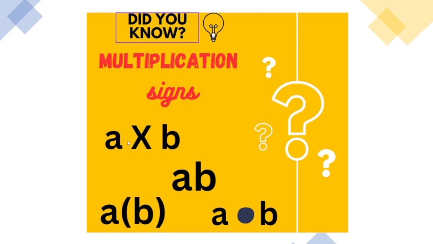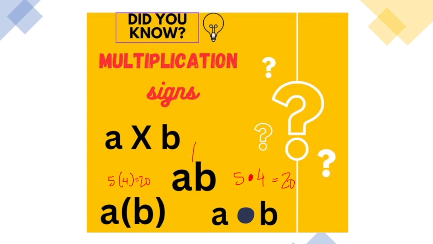Multiplication signs. So A times B is multiplication. Most of you must be knowing it. When two variables are written together, like AB, we know they are multiplying together. When a variable or a number is outside the bracket and a number is inside the bracket and there is no sign between them, this is also a multiplication, like 5 and 4, they are multiplying with each other. Okay, same way, a big dot in the middle also denotes multiplication. So it's 5 times 4, 20.